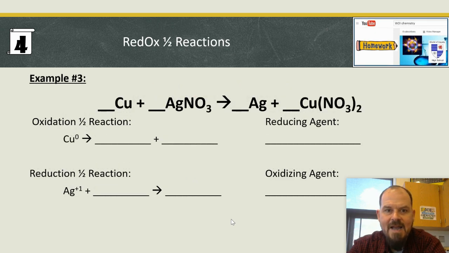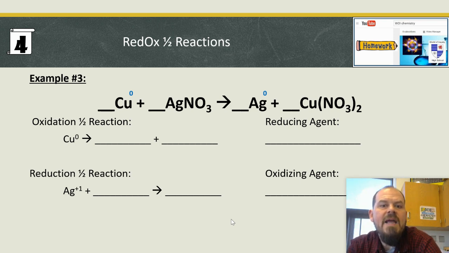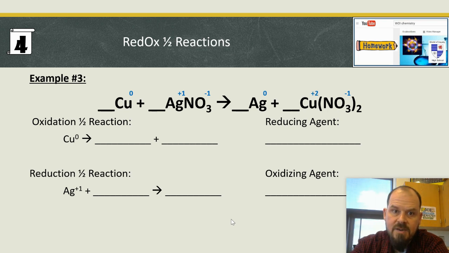And we do have one. Yay, this one needs to be balanced. So let's get right into it. Assign our oxidation numbers first. Cu gets a 0. Ag gets a 0 because they're lone metals. AgNO3: NO3 is a -1 charge, a polyatomic ion, on both sides. But here's the thing. I only got one AgNO3 on this side, so the silver's got to be a +1. I have two NO3s on this side, so it's a -2, so the Cu's got to be a +2.